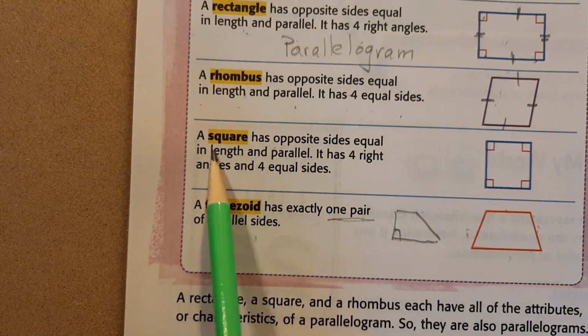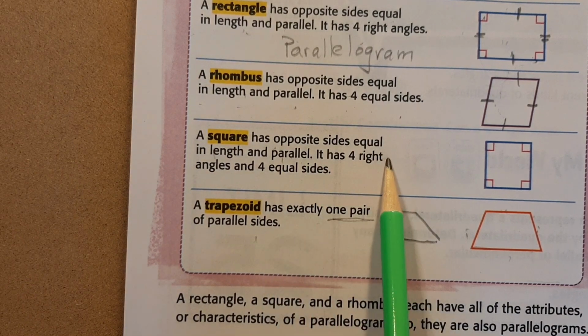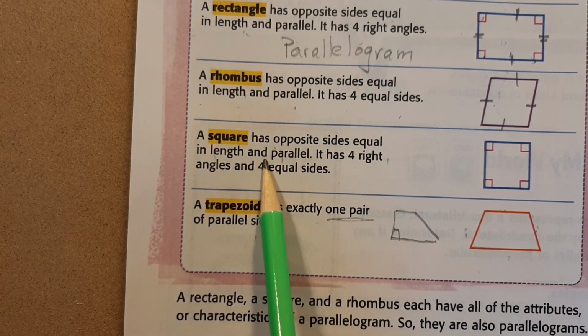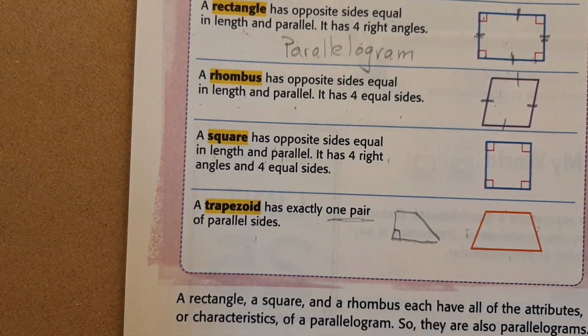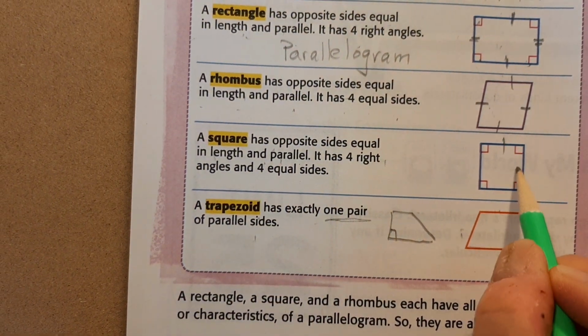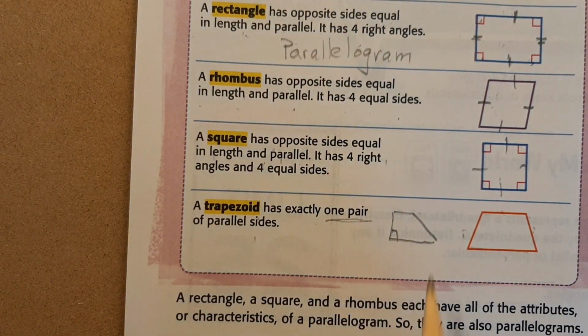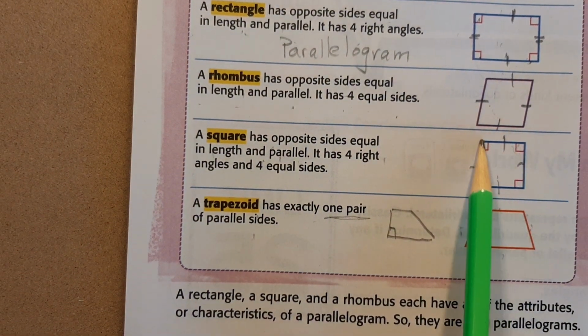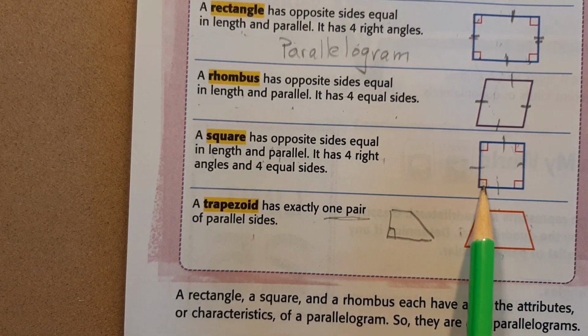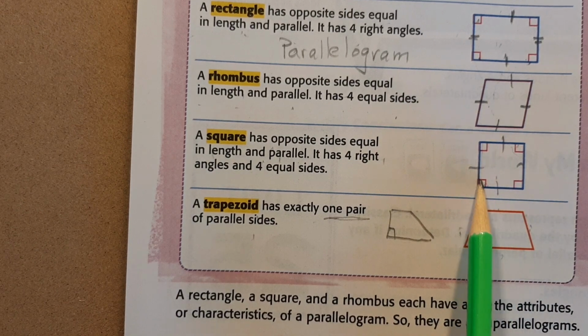A square. A square has opposite sides equal in length and parallel. It has 4 right angles and 4 equal sides. So a square, as you can see, has 4 equal sides. Now you've known that, like I said, since preschool. Square angles, that's what makes it a square. The sides and the angles.